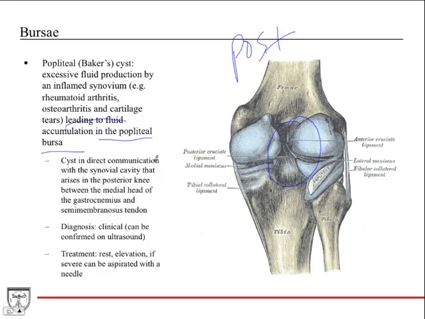And the cyst is in direct communication with the synovial cavity, and it arises in the posterior knee between the medial head of the gastrocnemius and the semimembranosus tendon. So it's going to be right in here. And diagnosis, again, it's going to be clinical. You can do an ultrasound to confirm it, and you'll actually see the enlarged cyst. Treatment: you do rest, elevation. If severe, it can be aspirated with a needle.